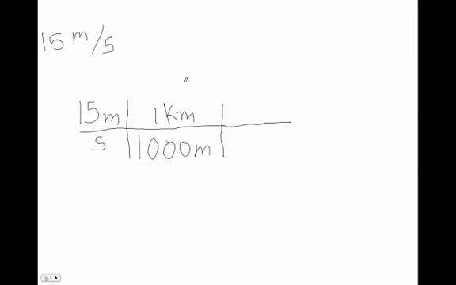Okay, so now when we're looking at this, we can see that this meter right here is going to cancel with this meter right here. Alright, now we have to convert the seconds into hours. And to do this, we have to know how many seconds are in a minute. There are 60 seconds in 1 minute. So let's go ahead and write down 60 seconds in 1 minute.